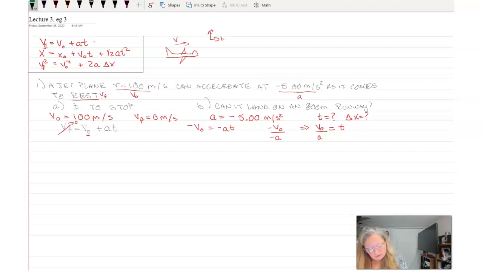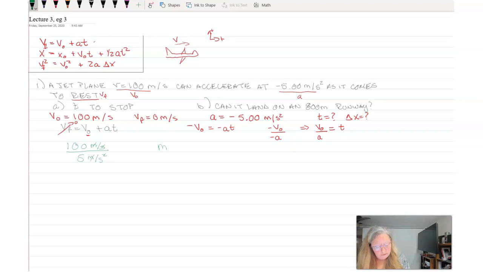I have 100 meters per second divided by 5 meters per second squared. Again, quick check on my units. Meters is going to cancel with meters, and one of my seconds will cancel here, and I'll end up with a second on the bottom, which pops it up top. And it goes. So let me actually do that.